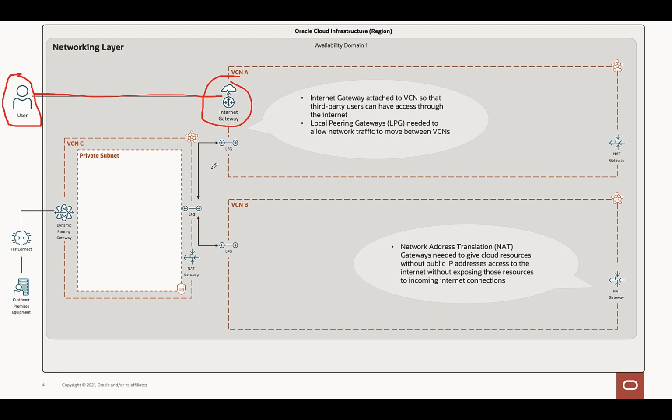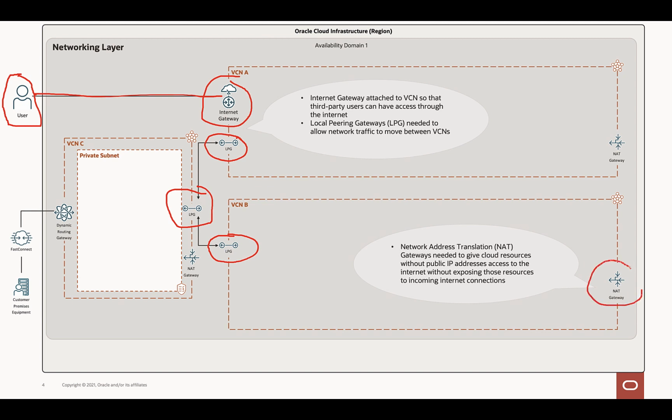Now, to connect between our different VCNs, we're going to have what's called a local peering gateway. And you'll see one here on VCN A, and one on VCN B. What we also have added to our VCNs is something that we're going to need for our private subnets. So any private subnet may or may not need a NAT gateway.